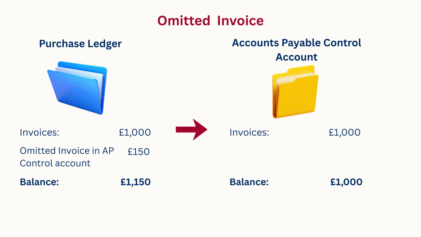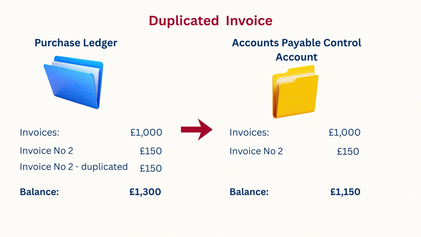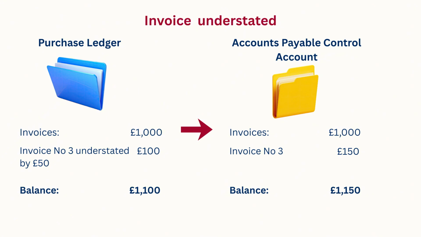This is a duplicated invoice error. The £150 invoice was entered twice in the purchase ledger but posted correctly in the Accounts Payable Control Account. So the purchase ledger total becomes £1,300, while the control account is correctly showing £1,150. In this example, the invoice was understated in the purchase ledger. It should have been £150, but only £100 was recorded. The control account has the correct value. Any understated invoice entry makes the balance too low.